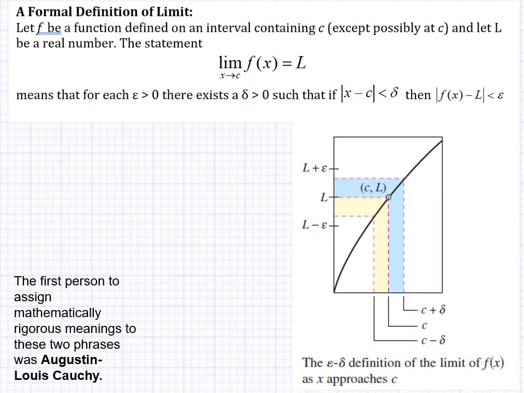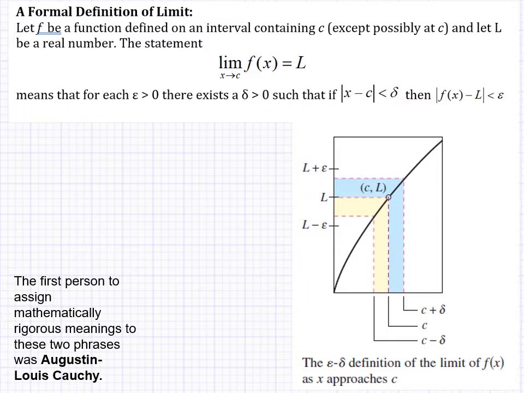So now it's time to formally define a limit. We really haven't done that yet. We've talked about what it is, we talked about how to find it, but we never actually formally defined what it is. And so here's a formal definition of a limit. It's also called the delta epsilon definition of a limit.